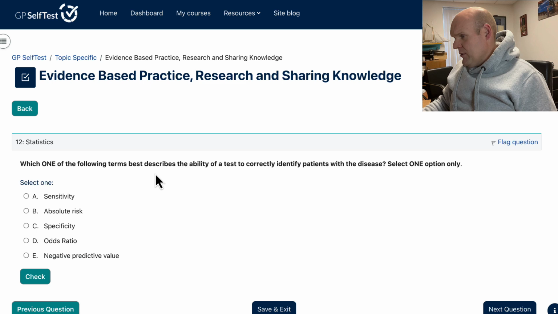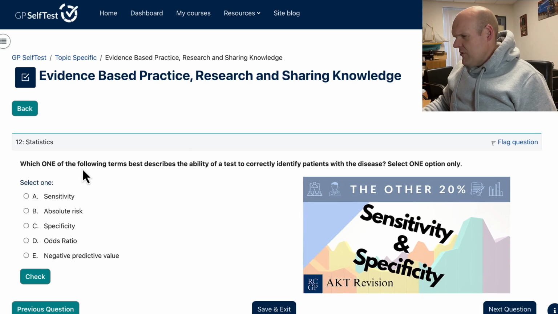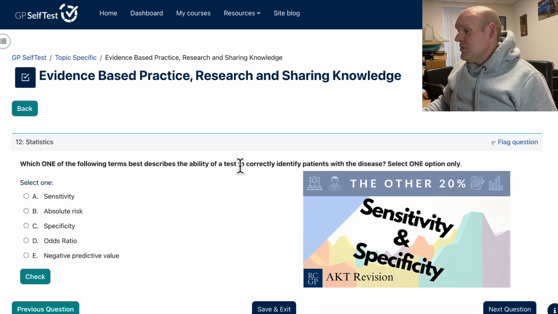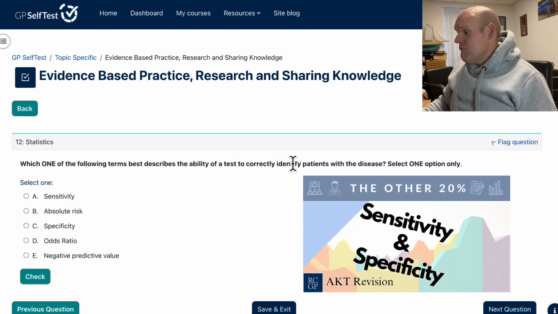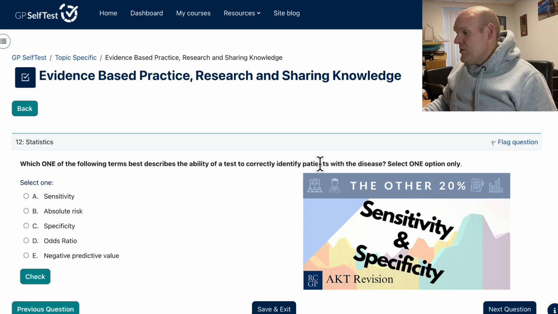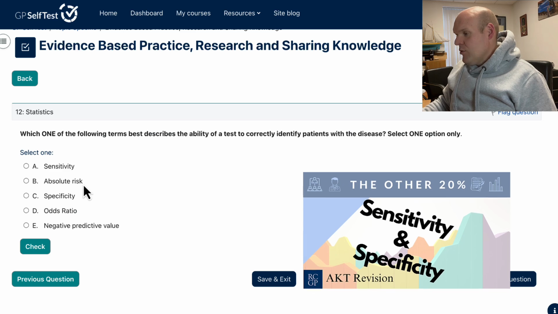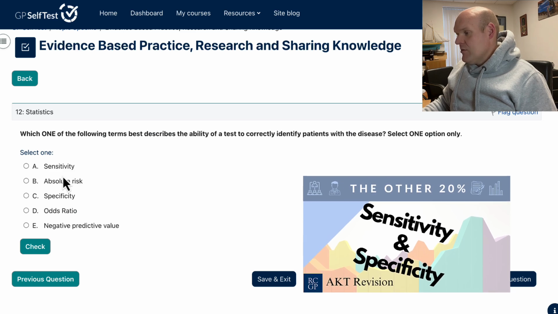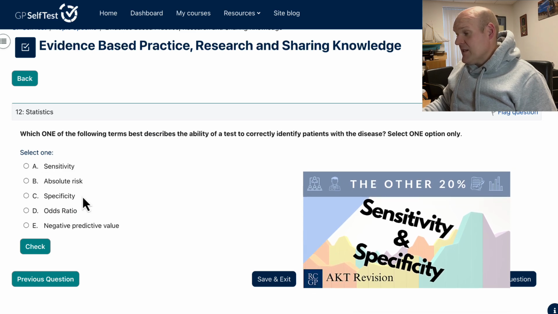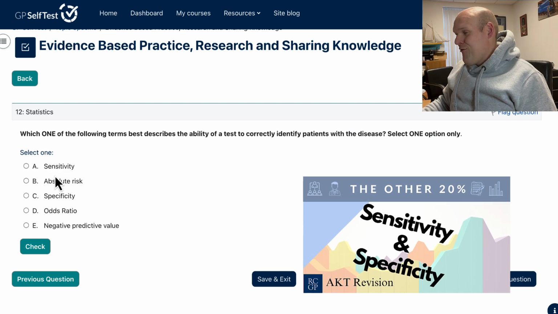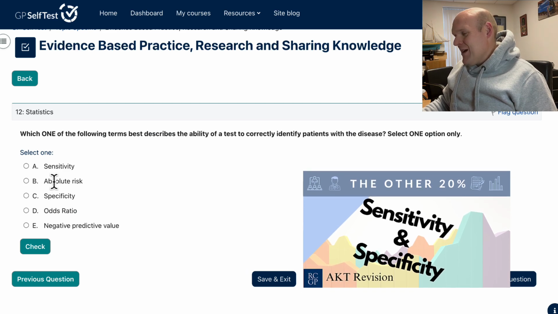So, which one of the following best describes the ability of a test to correctly identify patients with disease? Which one of these following tests? Specifically identify patients with the disease. Right, okay. Blast, I know what you're hinting at. It's either sensitivity or specificity from that point.